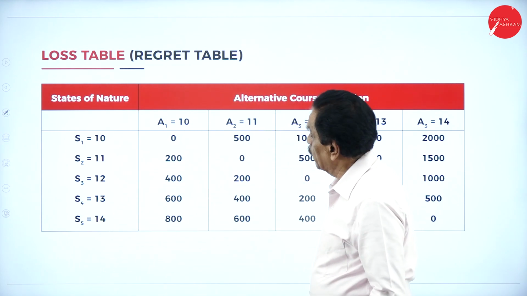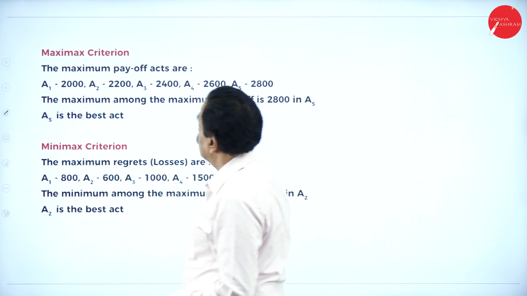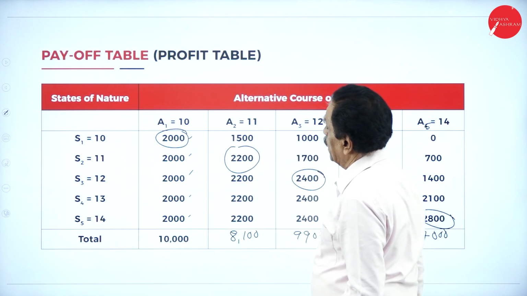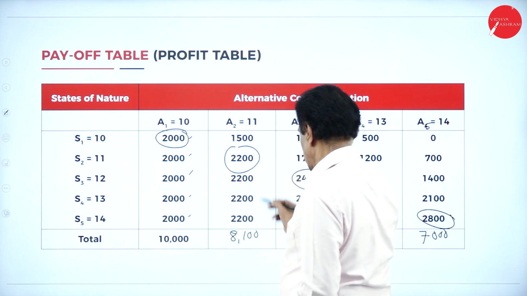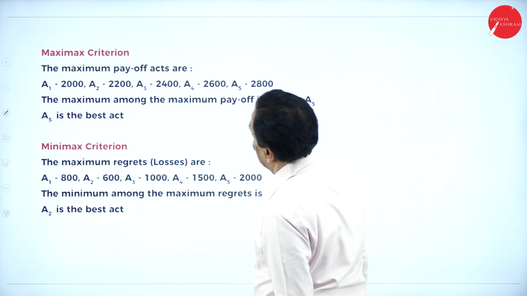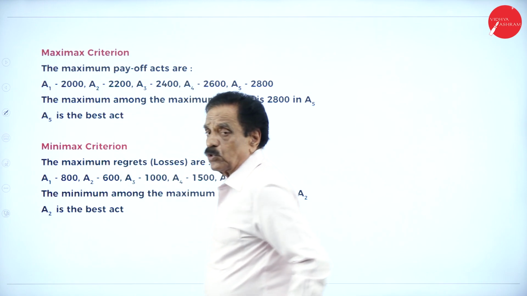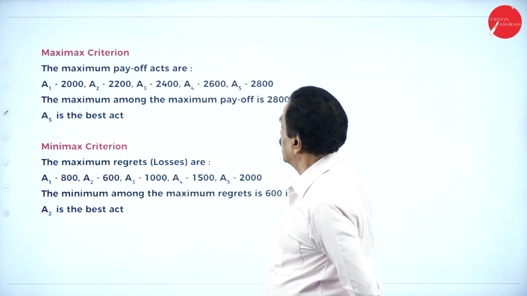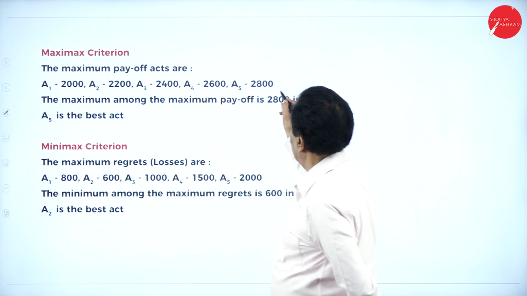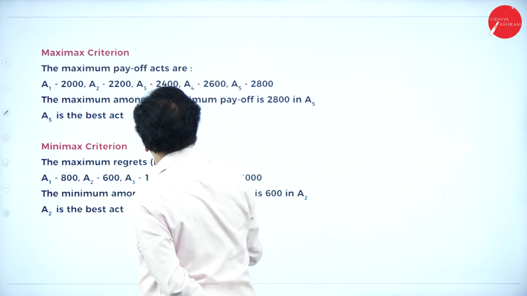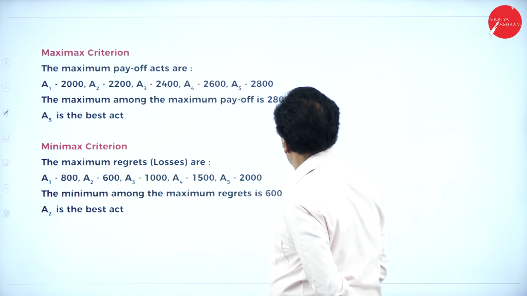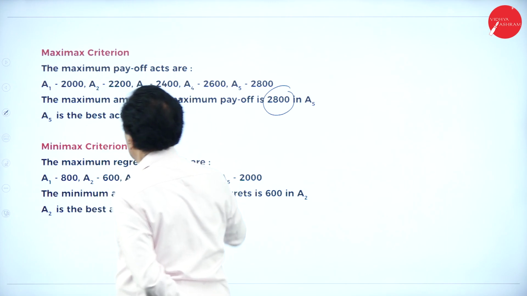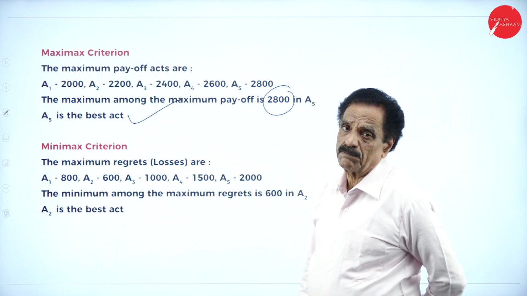So they will be put in the payoff table now. The maximum payoff of A1, see that here in the payoff table, the highest one is 2,000. Then we write here, the maximum payoff act: A1 is 2,000, A2 is 2,200, A3 is 2,400, A4 is 2,600, A5 is 2,800. The maximum among them is 2,800 in A5. Therefore, A5 is the best act.